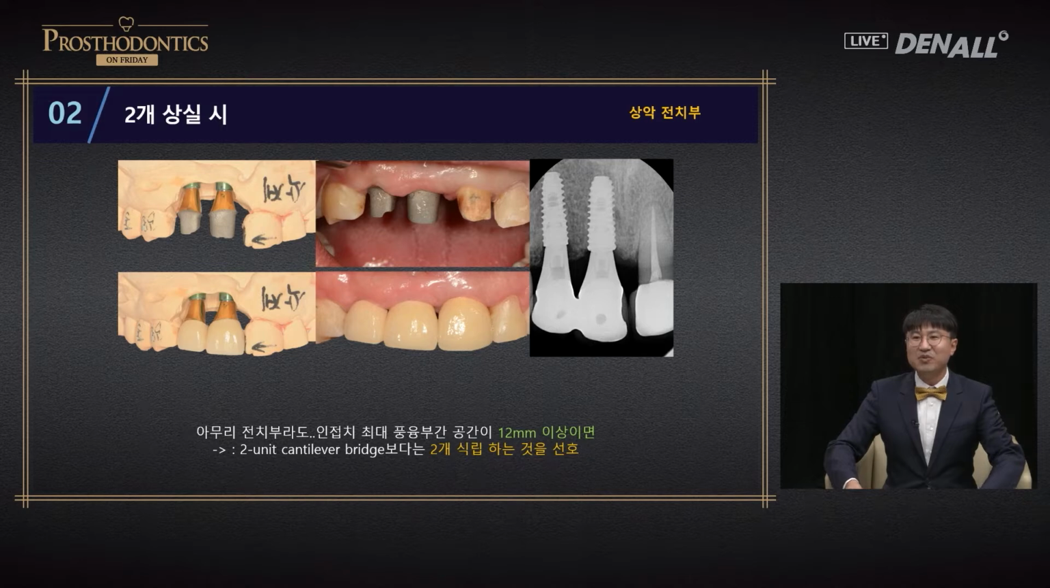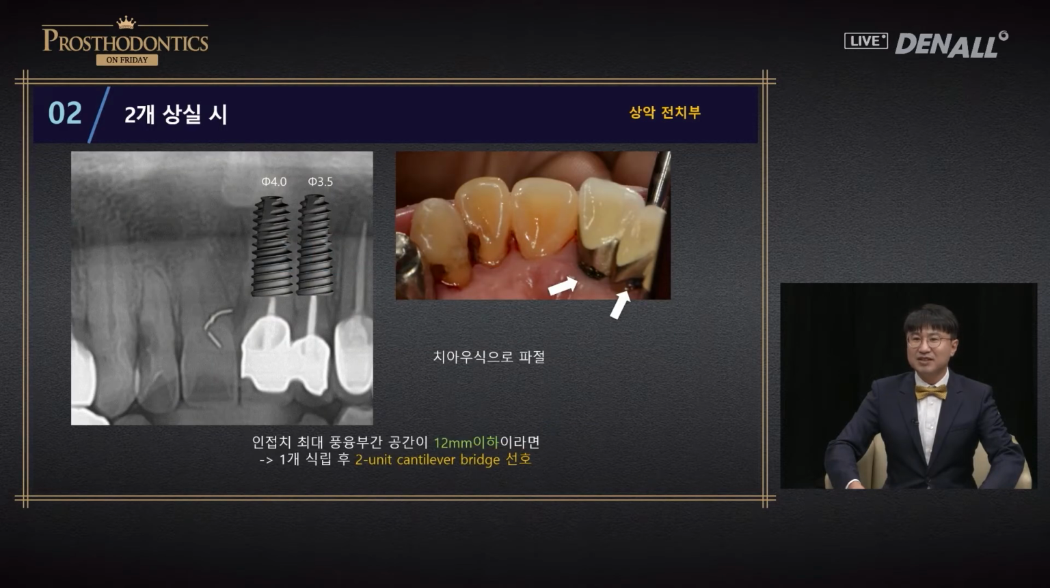Even in the case of an anterior, if the distance with height of contour of adjacent teeth is over 12 millimeter, I prefer placing 2 implants rather than a 2 unit cantilever bridge. Because I use small diameter implants for the anterior, 12 millimeter is okay even though it is 13 millimeter for the posterior. If the distance is less than 12 millimeter, I place 1 implant and do a 2 unit cantilever bridge.